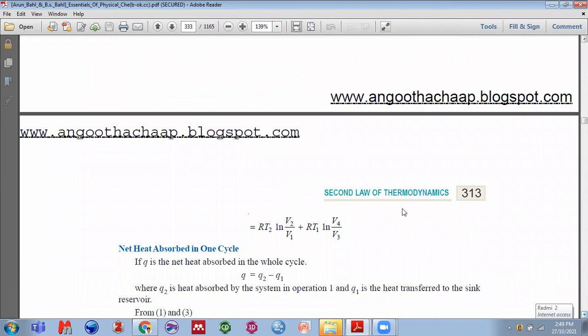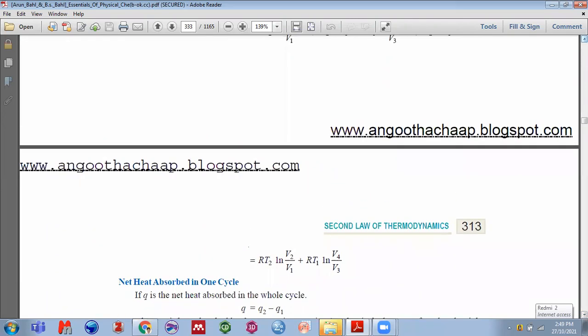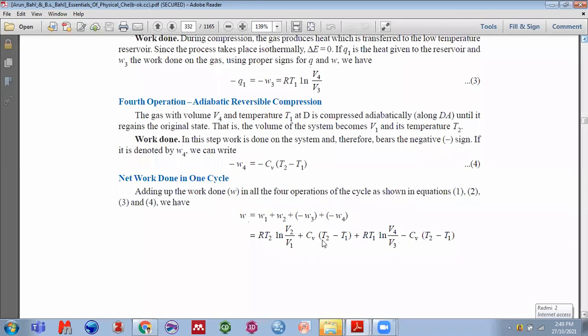After calculating, here we have CV T2 minus T1 and minus CV T2 minus T1. These two cancel. So the equation becomes W equal to RT2 ln V2 by V1 plus RT1 ln V4 by V3.